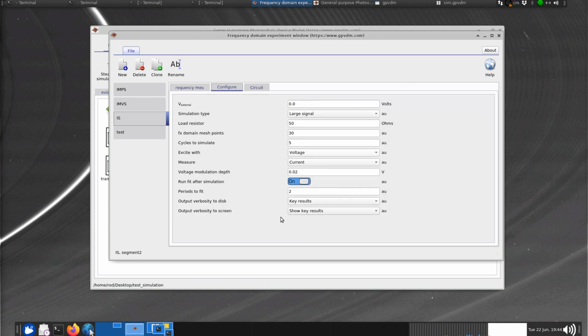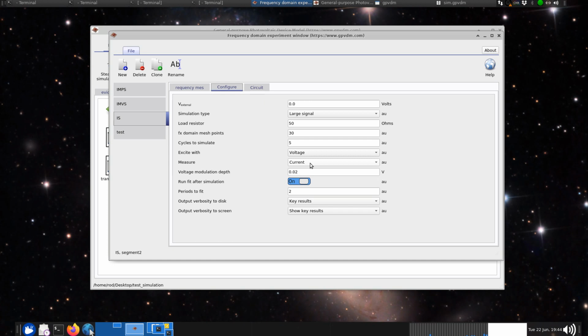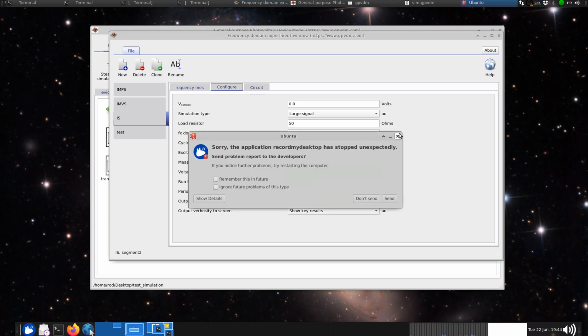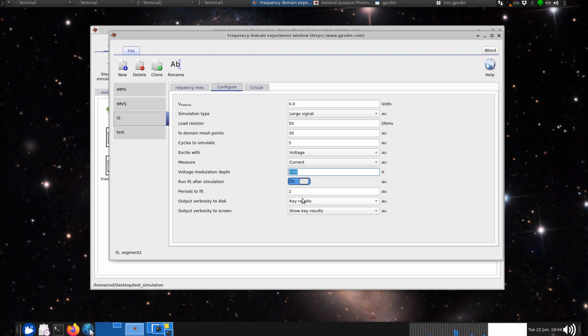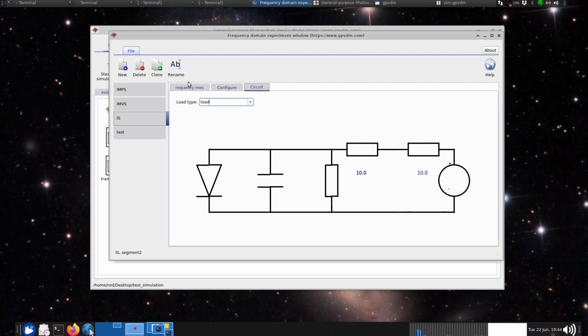This sets up the frequency domain simulation, so what voltage it's running at. We're going to excite with voltage, and we're going to measure a current, with a modulation depth of 0.02 volts. We're going to fit two periods. And this is the circuit diagram that's going to be simulated. We've got the ideal diode, a bit of a capacitor, a bit of a shunt resistor, and then some external load. And that's that.